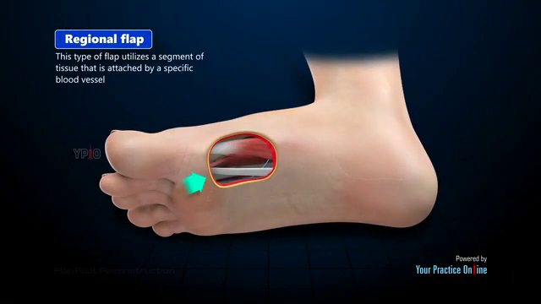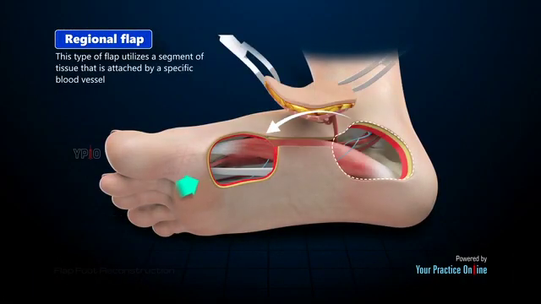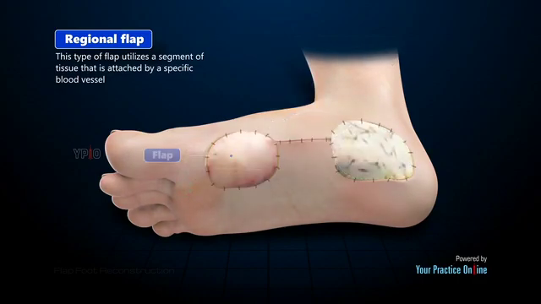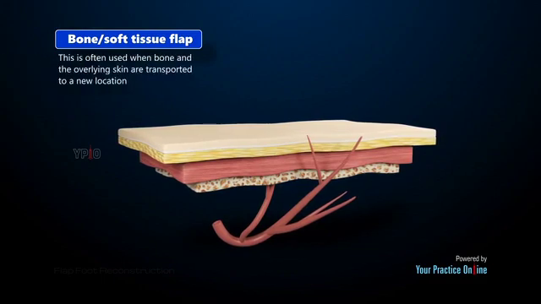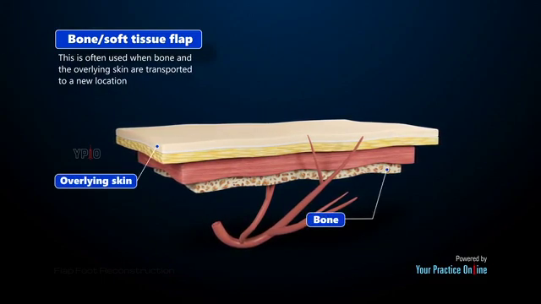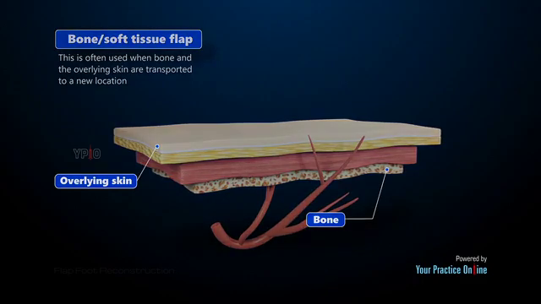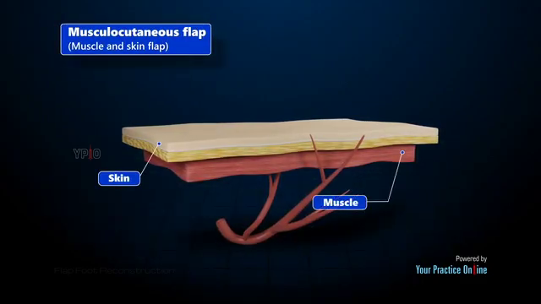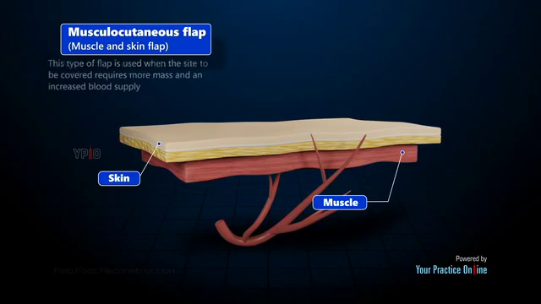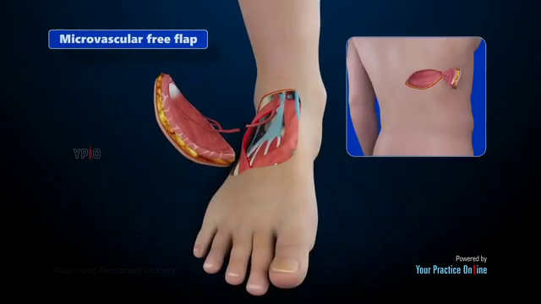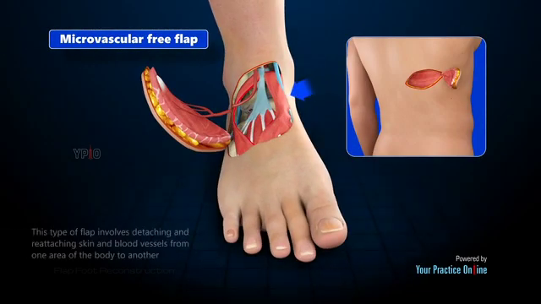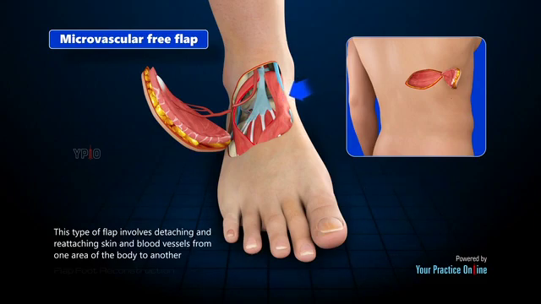Regional flap. This type of flap utilizes a segment of tissue that is attached by a specific blood vessel. Bone or soft tissue flap. This is often used when bone and the overlying skin are transported to a new location. Musculocutaneous flap. Muscle and skin flap. This type of flap is used when the site to be covered requires more mass and an increased blood supply. Microvascular free flap. This type of flap involves detaching and reattaching skin and blood vessels from one area of the body to another.